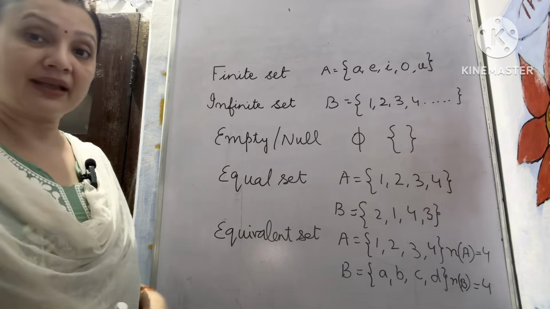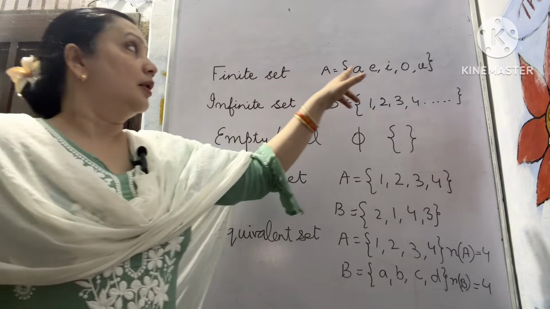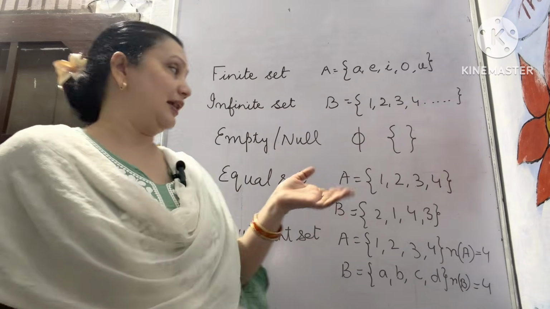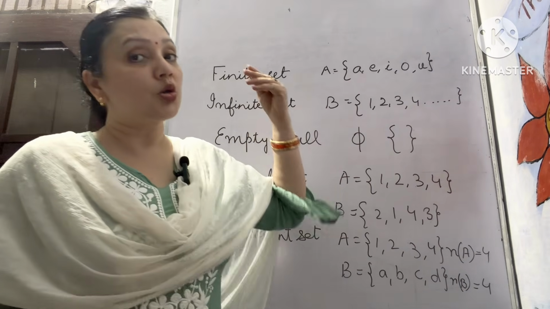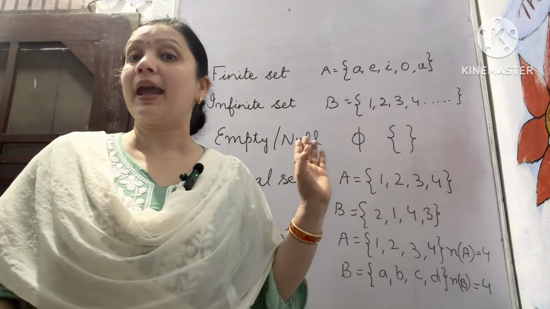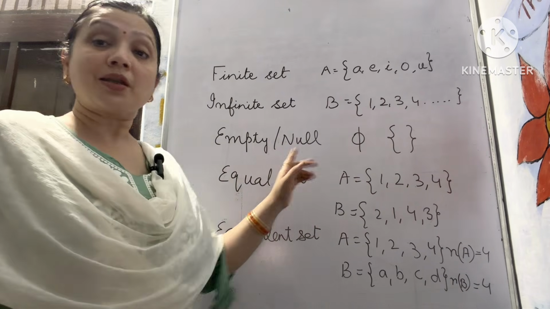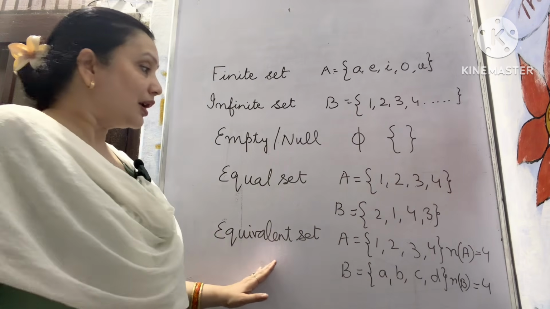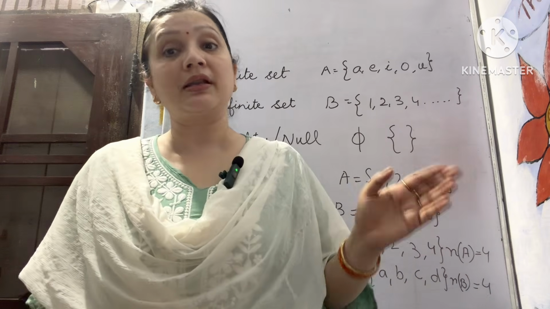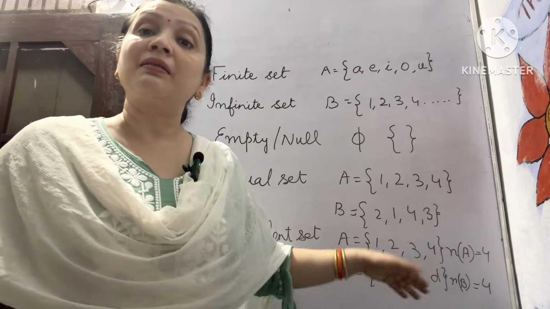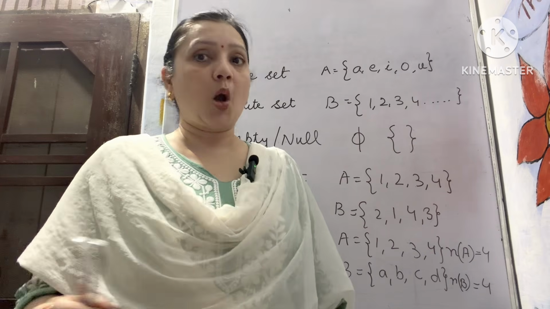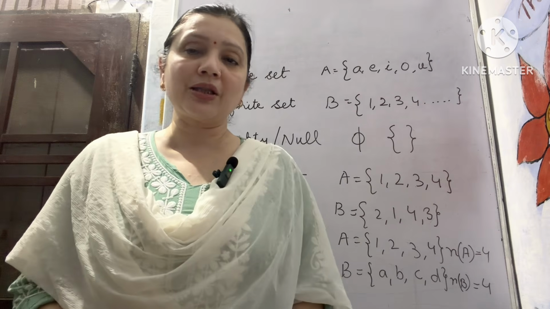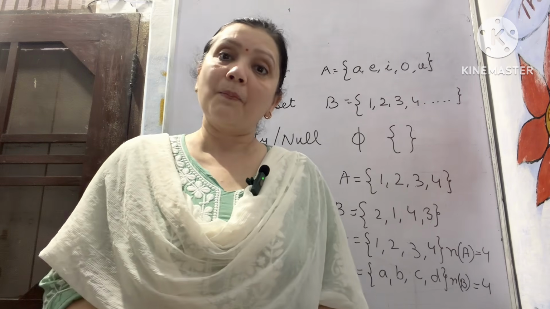I hope you have understood these basic types of sets. Finite, where we can count the elements. Infinite, where we cannot count the elements. Empty or null set, where there is no element, not even a 0. 0 is an element. Okay. Equal set, where the elements are the same. Order does not matter. Equivalent set, where the cardinal number is the same. Here elements may be same or they may not be same. I hope you have understood the basic types of sets. Now let us move to the next topic, which is subset and power set.